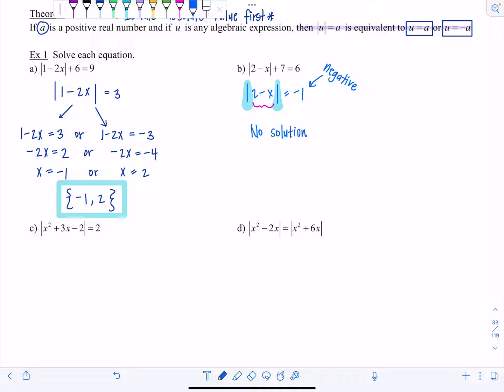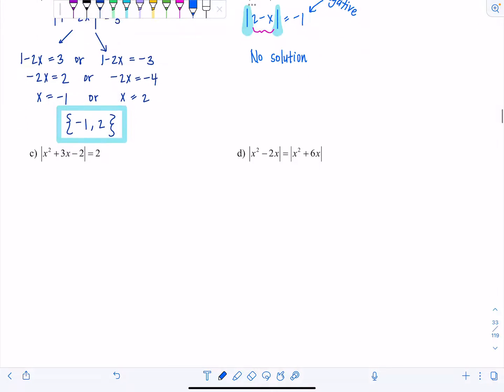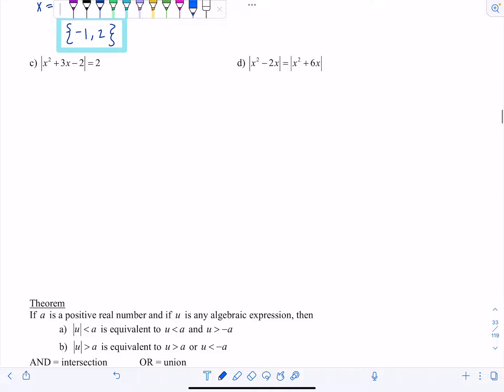Okay, let's move on. Example C. Notice, we've got a quadratic expression inside the absolute value bars. Proceed the same way though, don't overthink things. So we're going to have here x squared plus 3x minus 2 equals 2, or x squared plus 3x minus 2 equals negative 2. Very good, very good.